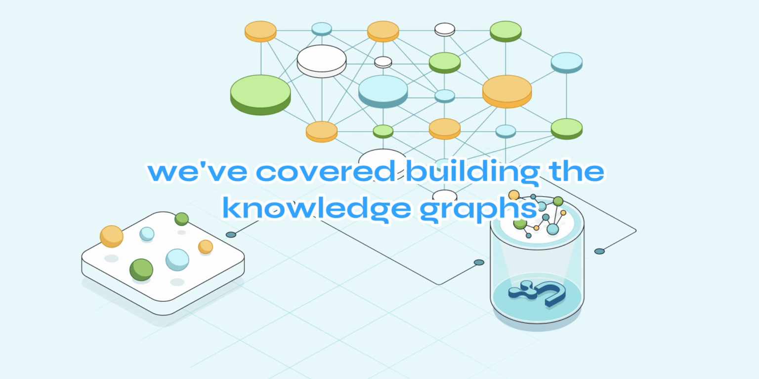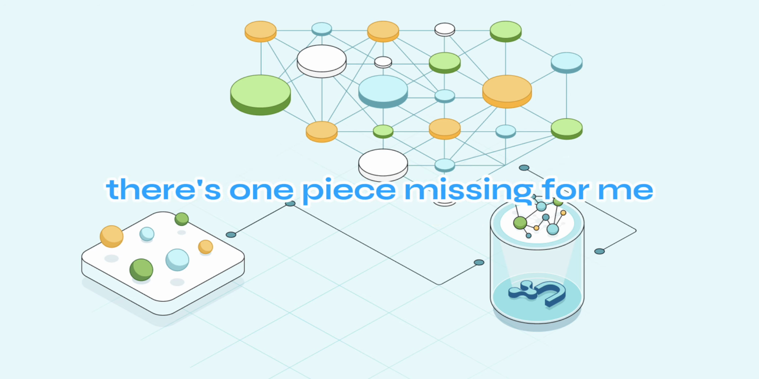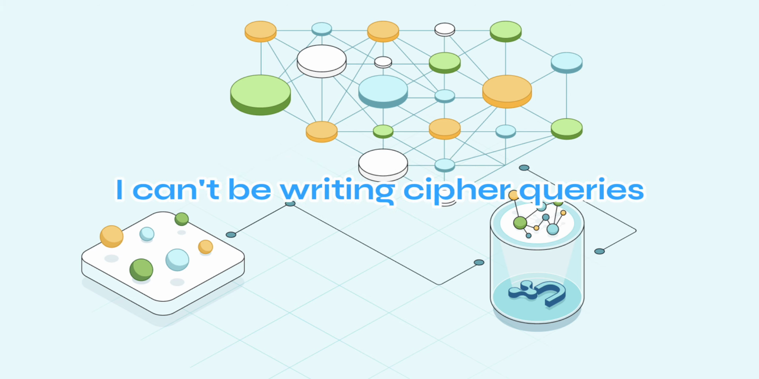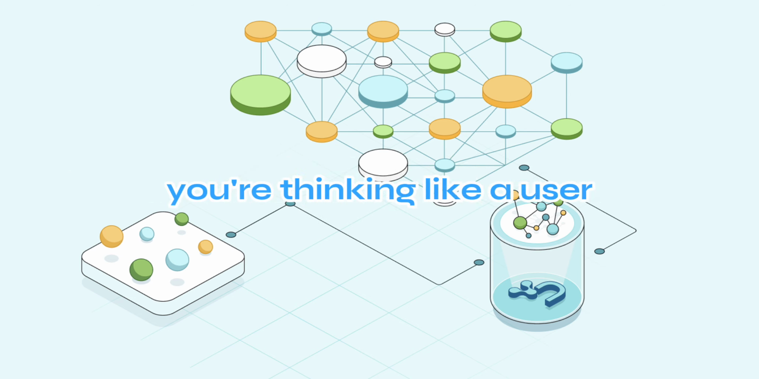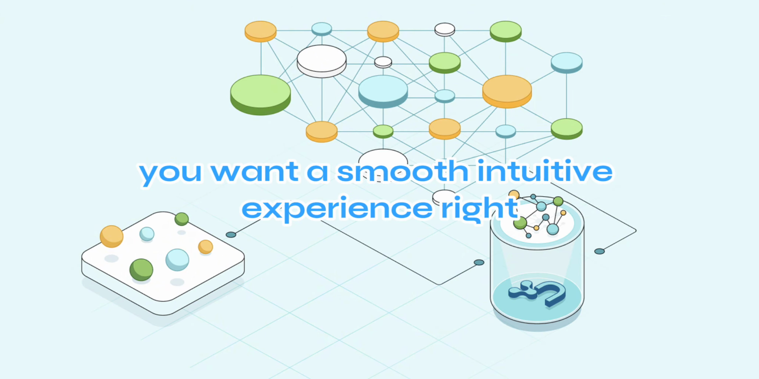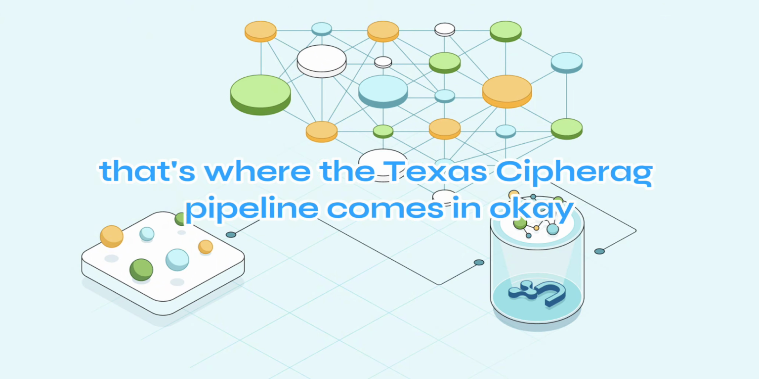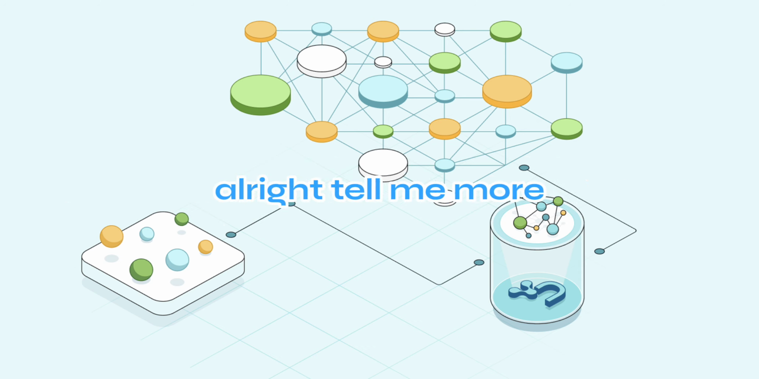We've covered building the knowledge graph and searching it. There's one piece missing for me. And what's that? How do we interact with it all? I can't be writing Cipher queries every time I have a question. Of course not. You're thinking like a user. You want a smooth, intuitive experience. Exactly. That's where the Text-to-Cipher RAG pipeline comes in. It's all about making this power accessible. That's what I've been waiting for. All right, tell me more.